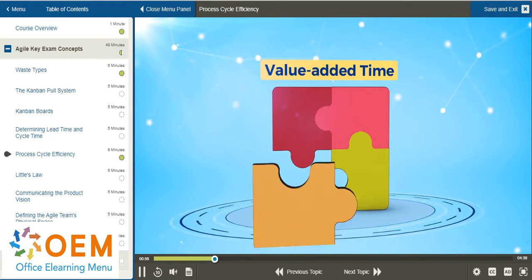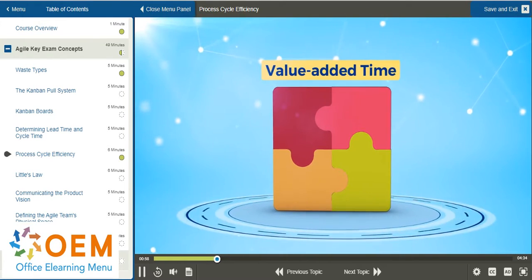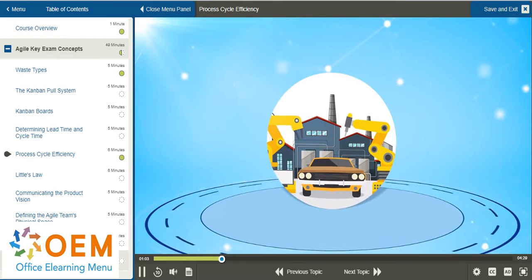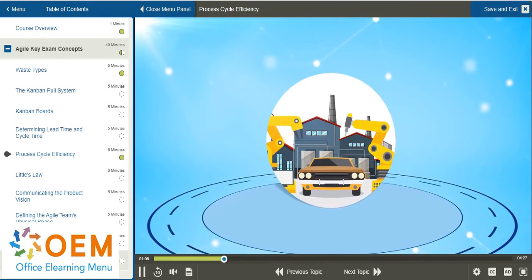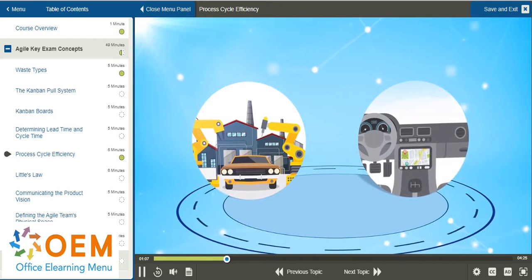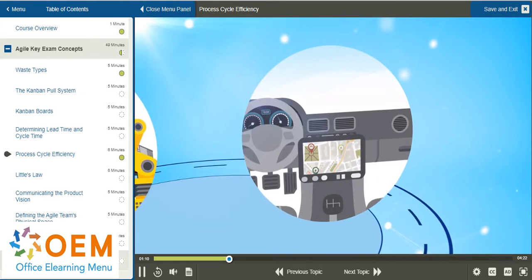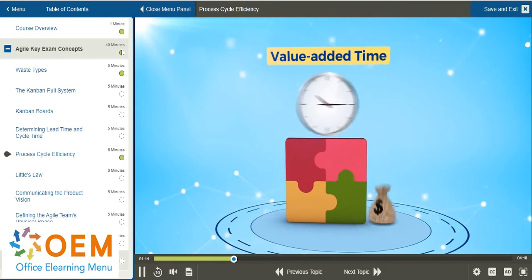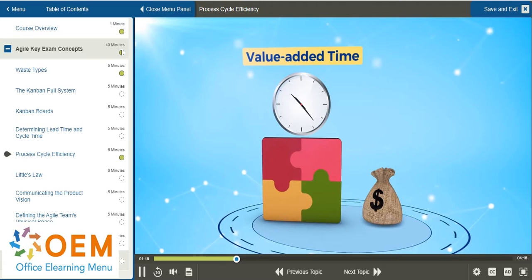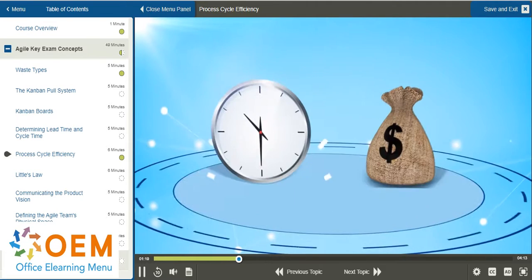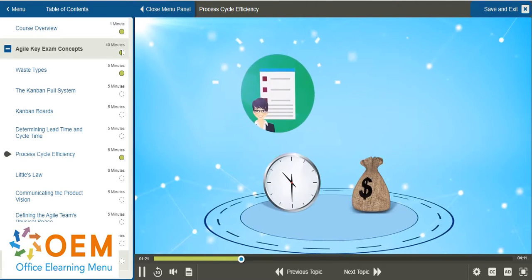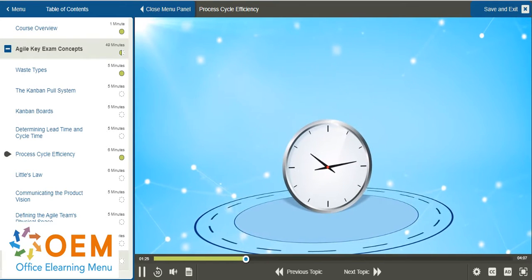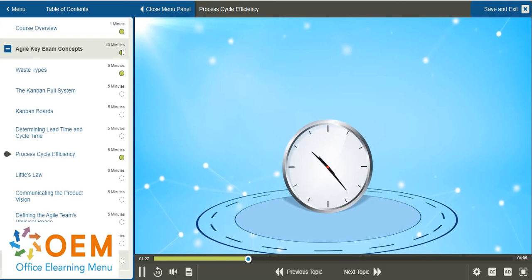Value-added time is the time in the process that a customer would consider necessary to create the product or service. In a car manufacturing plant, the value-added time would be represented, for example, by the time spent on assembling and adding a high-end navigation system in the car. Value-added time refers to the time when the product is being worked on, rather than the time spent on such activities as human resources, administration, or marketing. All the other time involved in the process can be thought of as wait time.